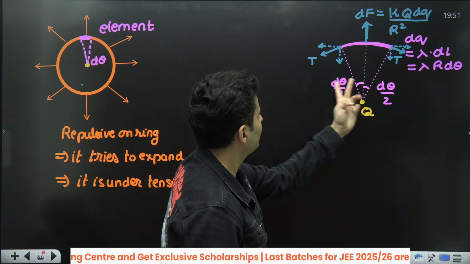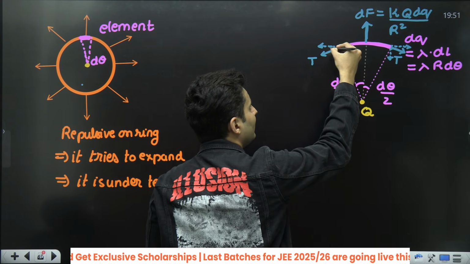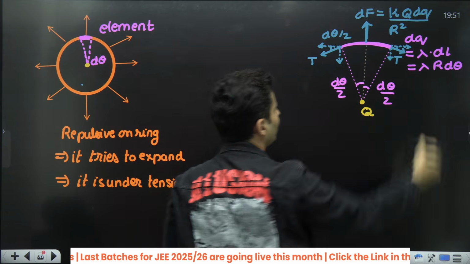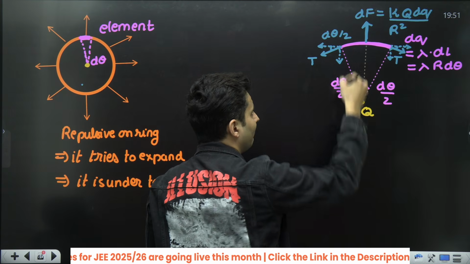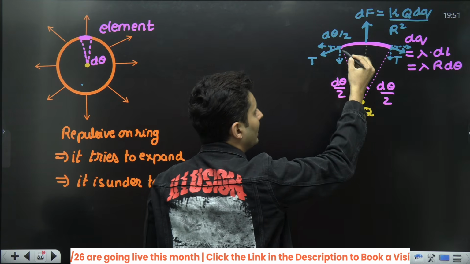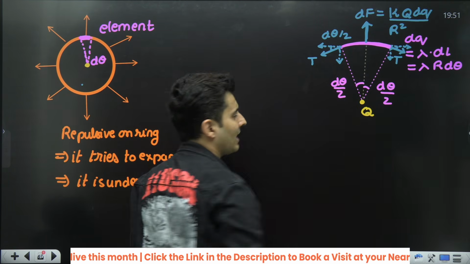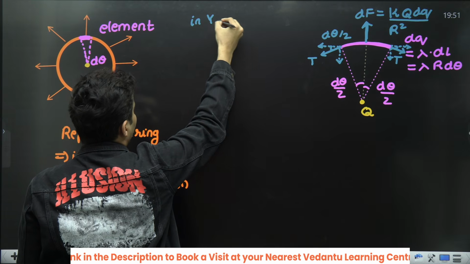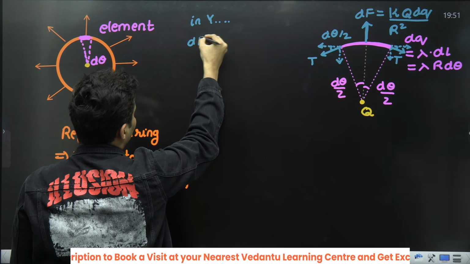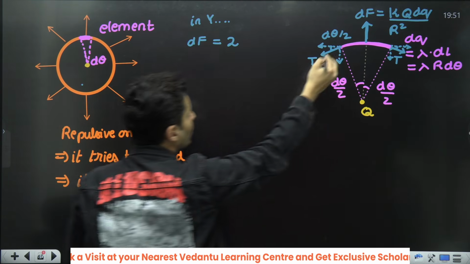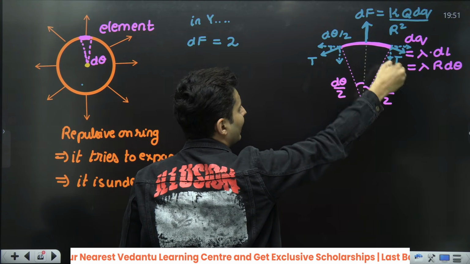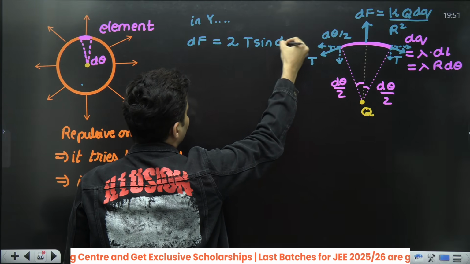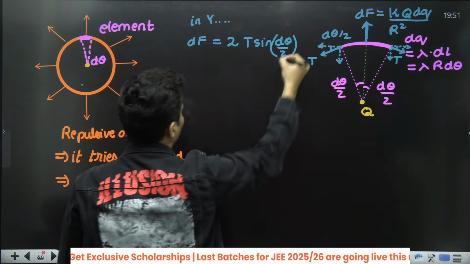Notice, if this is d theta by 2, even this angle will be d theta by 2. Same thing over here. So the vertical components balance dF, and the horizontal components cancel each other. So I can say in the y direction, the value of dF is being balanced by the two vertical components of the tension, which is T sine d theta by 2.